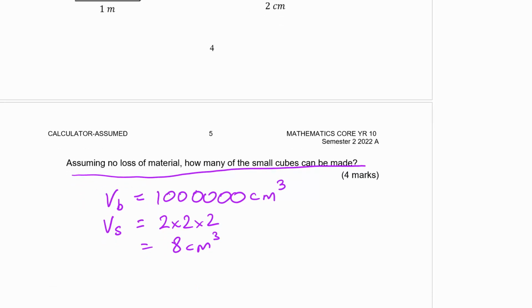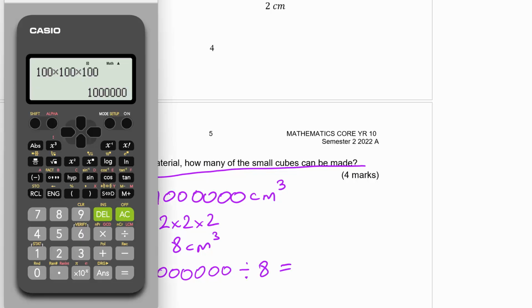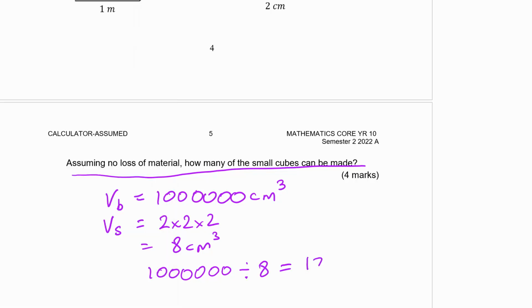So if we want to know how many of the small ones we can make from the big one, what we need to do is 1,000,000 divided by 8. See how many times the small one goes into the big one. So we'll divide that by 8, and that gives us 125,000.